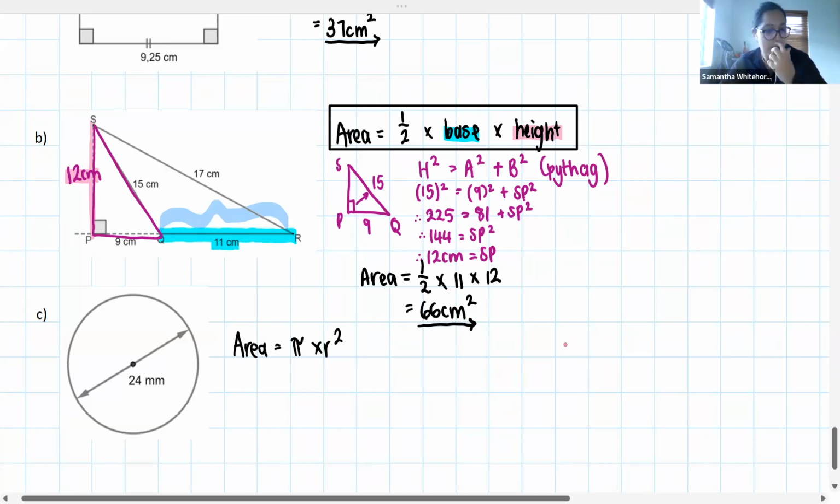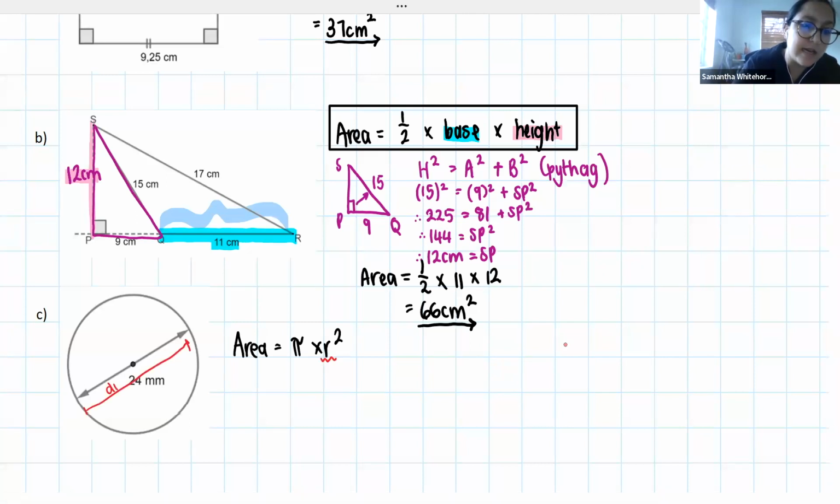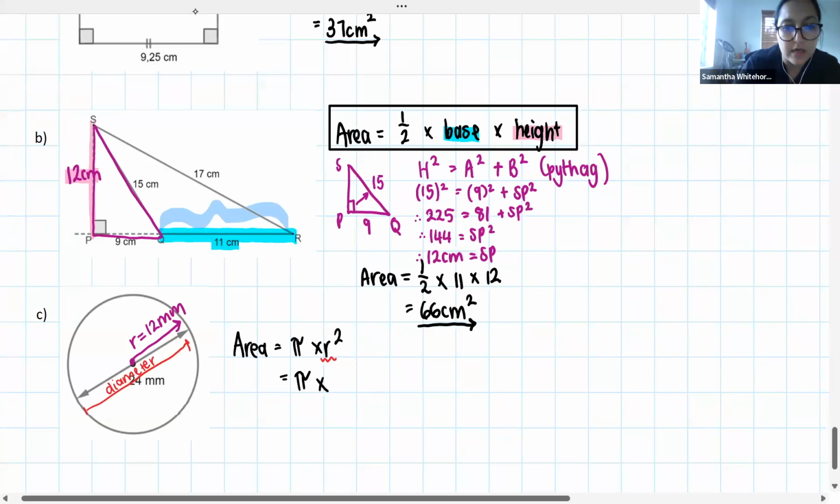Okay, guys. Again, I'm getting some strange answers here, and I think it's because we've forgotten to work out the radius. Please remember that the area formula works with the radius. This whole length here is the diameter. So my diameter is equal to 24 millimeters. My radius is half of that. So the radius is equal to 12 millimeters. So when you substitute in, we've got pi times the radius, which is 12 squared.